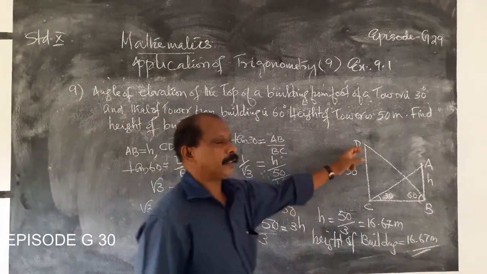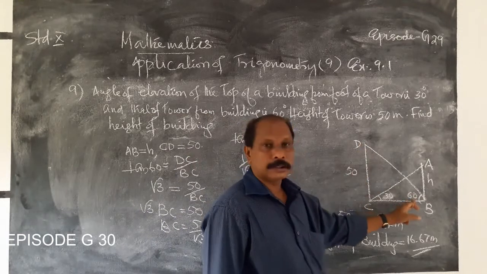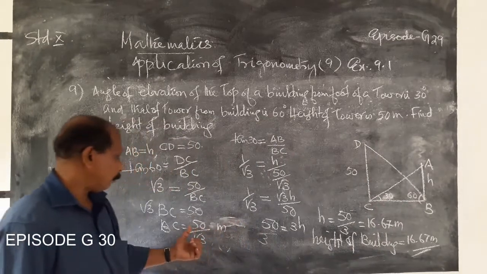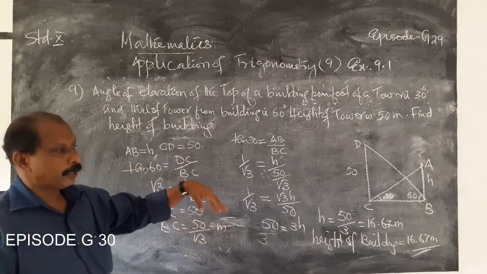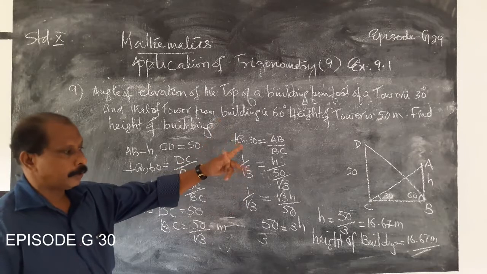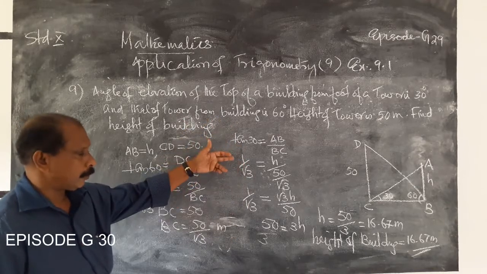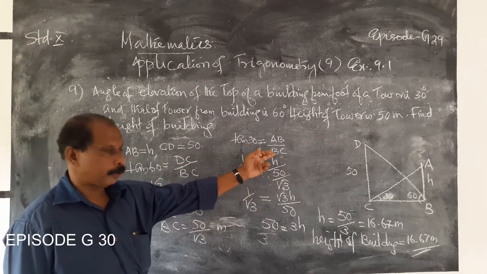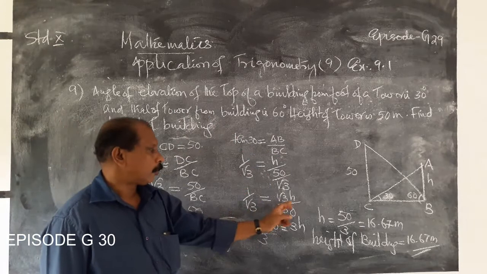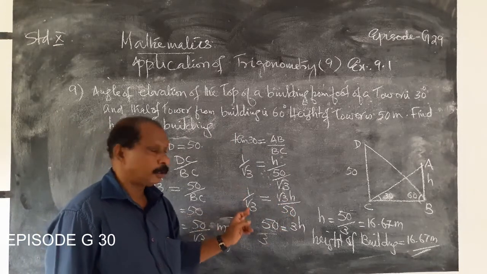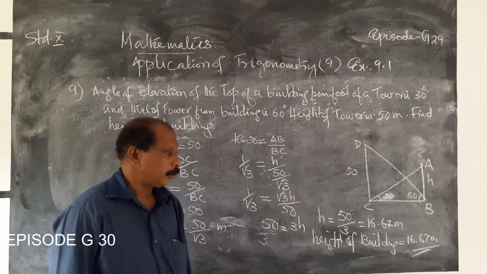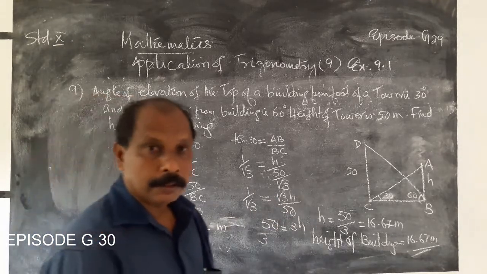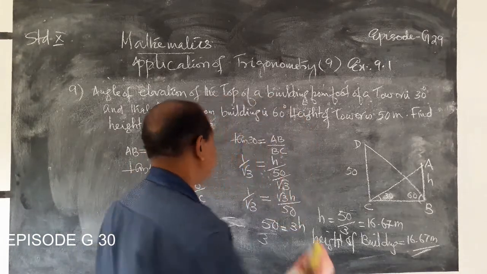That means using the first triangle, the angle is 60, the opposite side is 50. Therefore, we get the BC. That is 50 by root 3 is BC. From the second triangle, tan 30 is equal to H by BC. That tan 30 is 1 by root 3. H by BC is 50 by root 3. Cross multiplication, we get 1 by root 3 is equal to root 3 H by 50. Cross multiplication, root 3 into root 3 is 3. Therefore, 50 by 3. That is 16.67 meter. That is the height of the building.